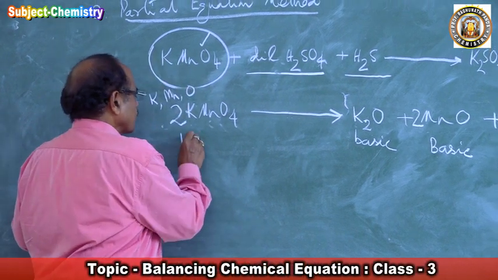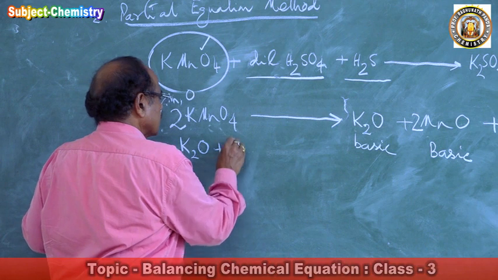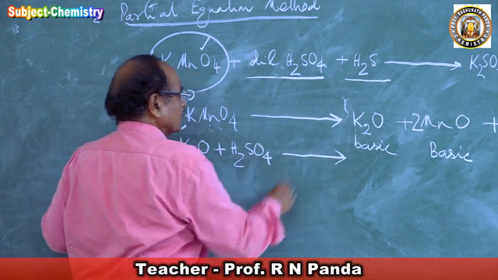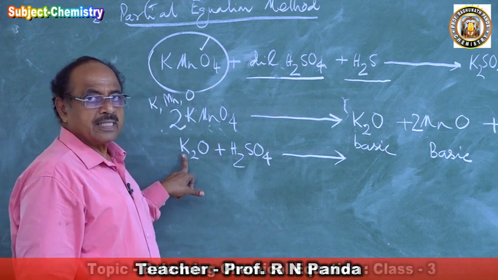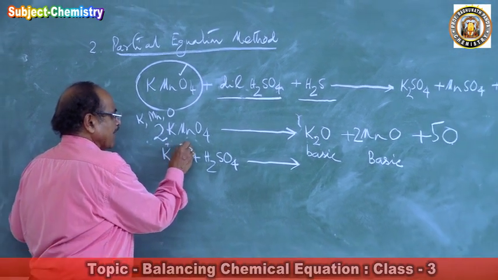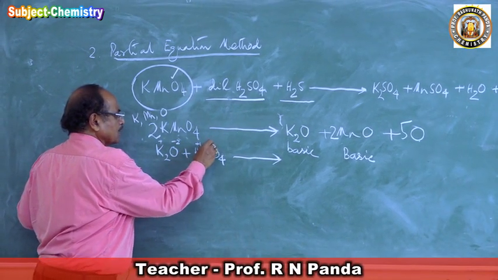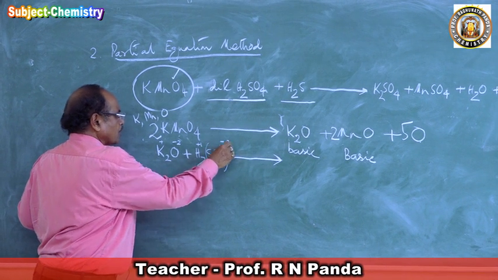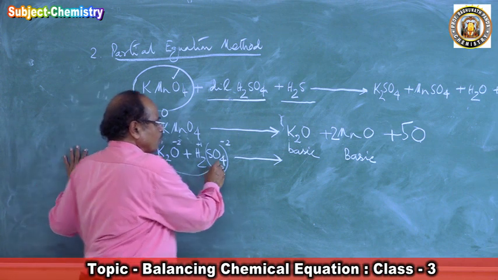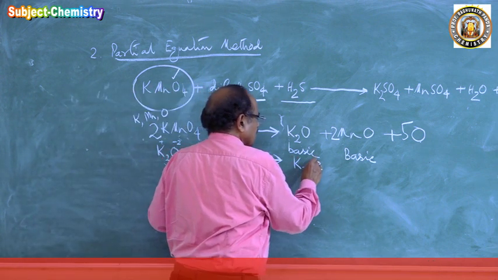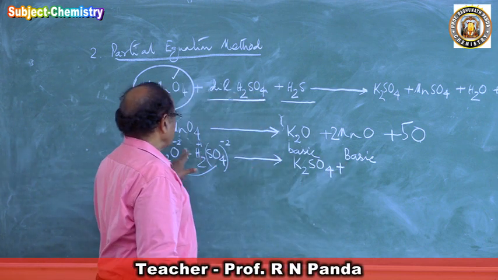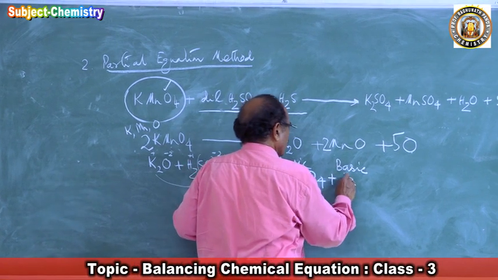So first potassium oxide will react with sulfuric acid. Potassium is +1, oxide is -2, hydrogen is +1, sulfate is -2. So potassium is the positive basic radical, sulfate the acid radical, and they will react. They will form what? The salt, potassium sulfate. Then hydrogen and oxygen react to form water.